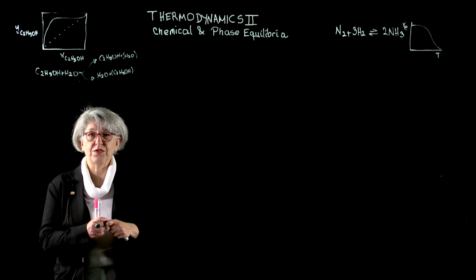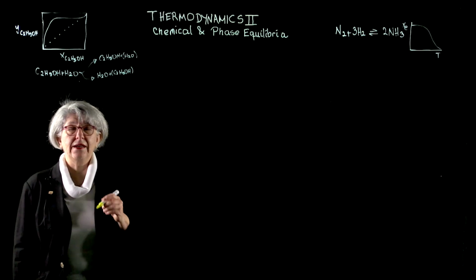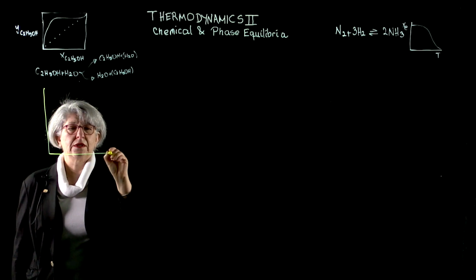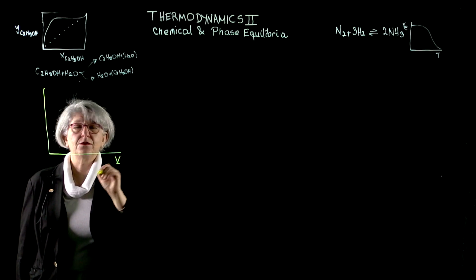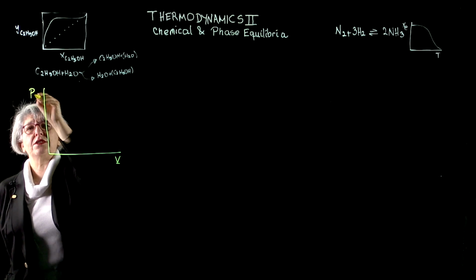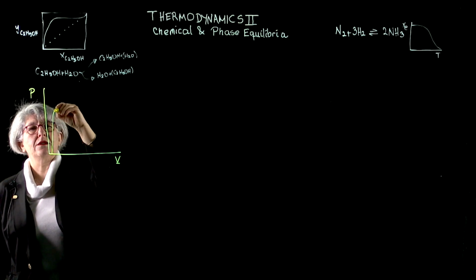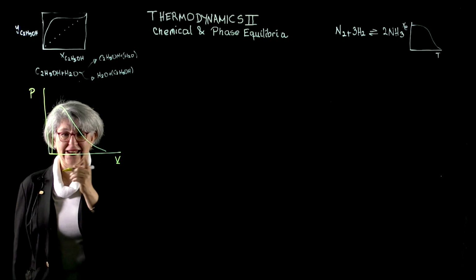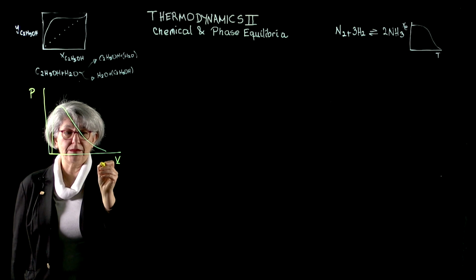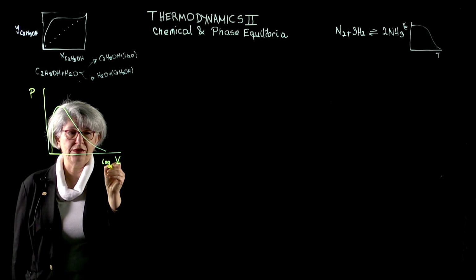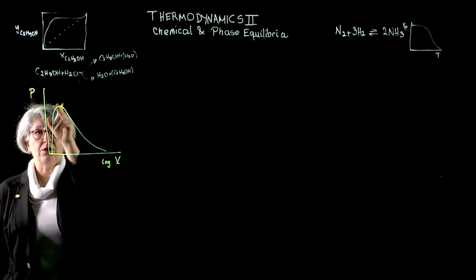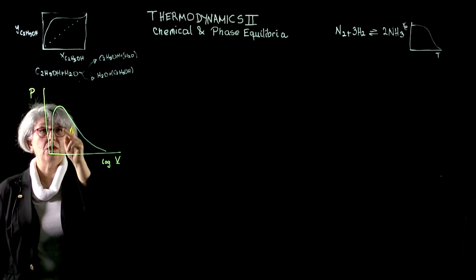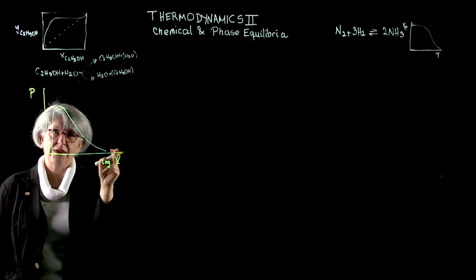Now let us first start by drawing the PV diagram for a pure fluid. So here we have intensive volume, here we have the pressure, and this PV diagram looks something like this. And this volume scale is a logarithmic scale. Be careful that this is a logarithmic scale. On this side we have pure liquid or saturated liquid. On that side we have saturated vapor.